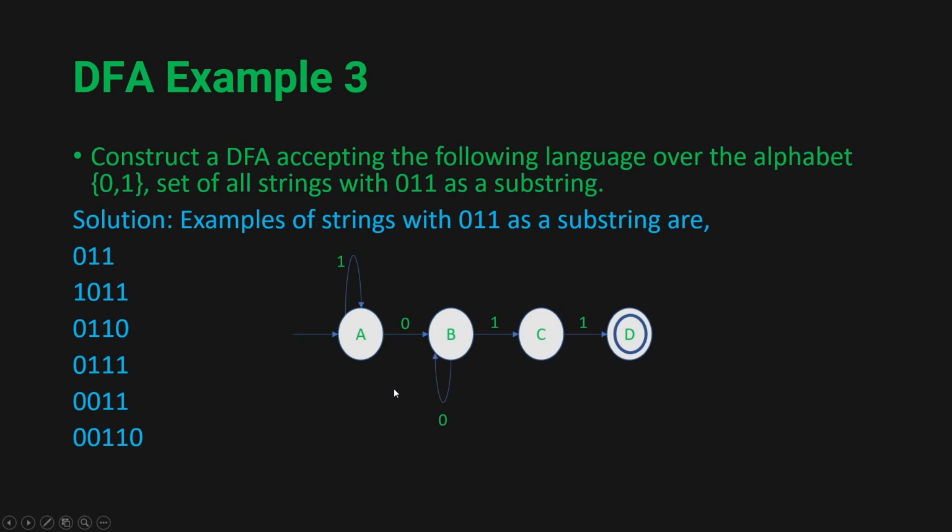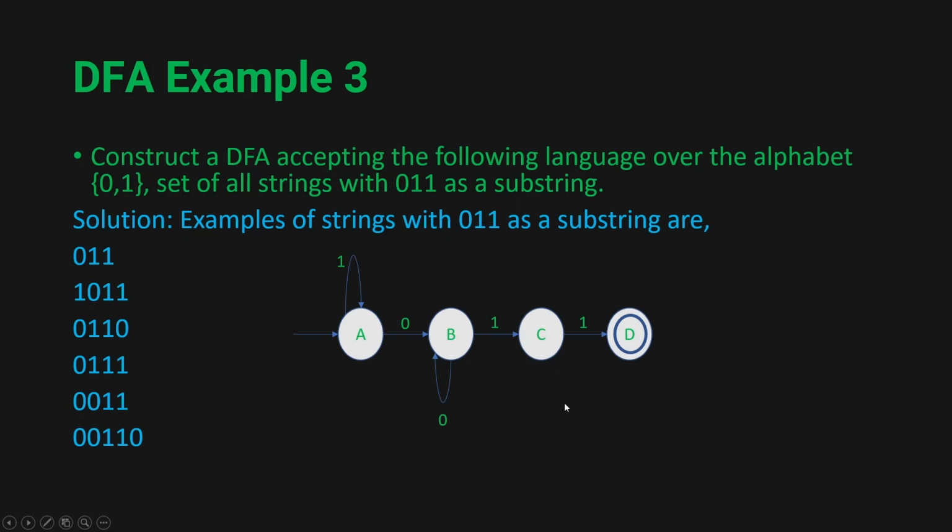If we get 0 at state B, then it can stay in state B itself. Because let's say from state A we get 0, we go to B, here we get another 0, we are in state B, and then we get 1, 1. So we get 0, 0, 1, 1. Still it has the substring 0, 1, 1, correct? So that's why we can loop it back to itself.